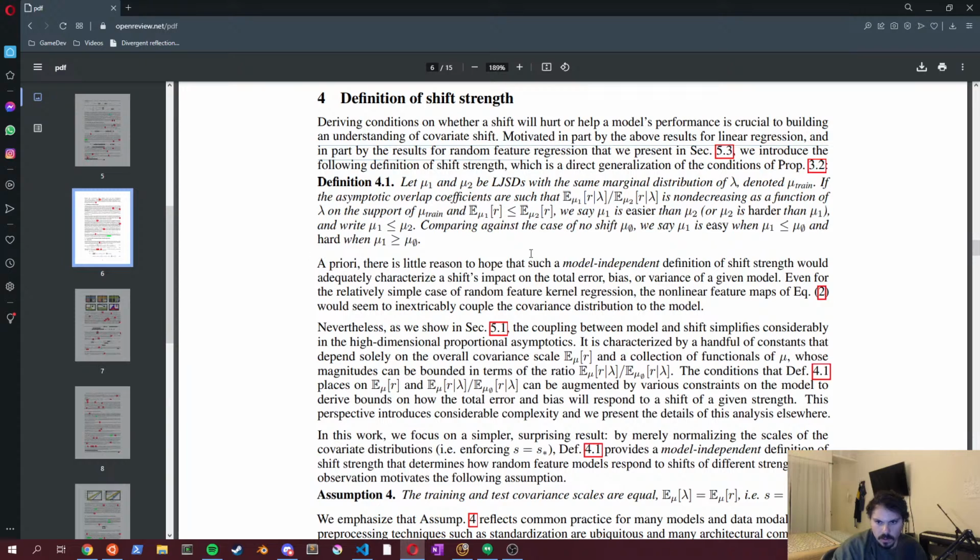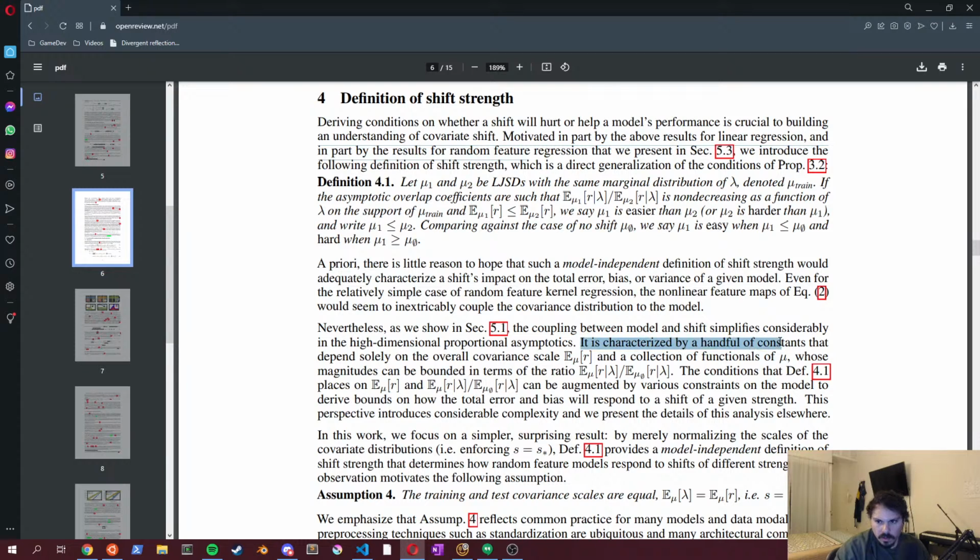A priori, there's little reason to hope that such a model-independent definition of shift strength would adequately characterize a shift's impact on its total error, bias, or variance of a given model. Even for the relatively simple case of random feature kernel regression, the nonlinear feature maps of equation 2 would seem to inextricably couple to the covariance distribution of the model. Nevertheless, we show in section 5.1 the coupling between the model and shift simplifies considerably in the high-dimensional proportional asymptotics.